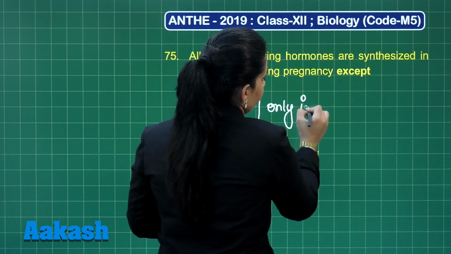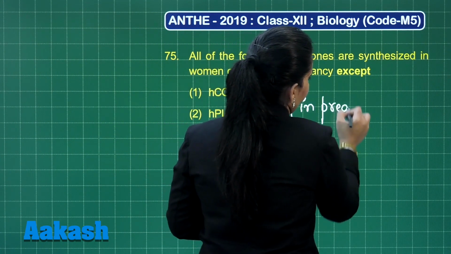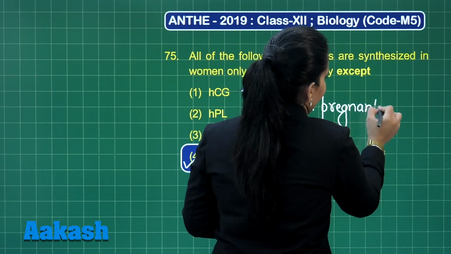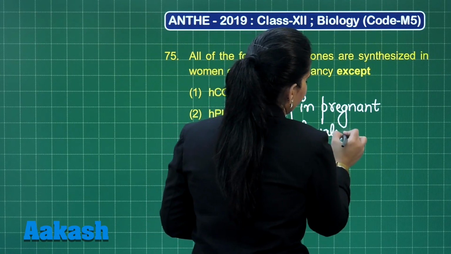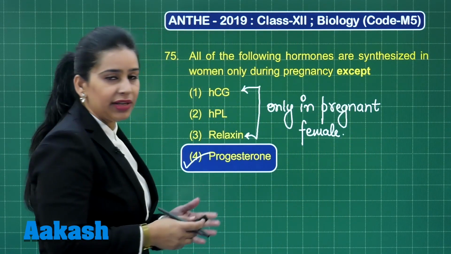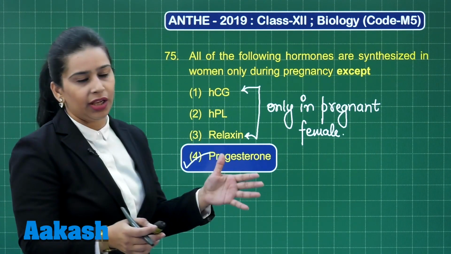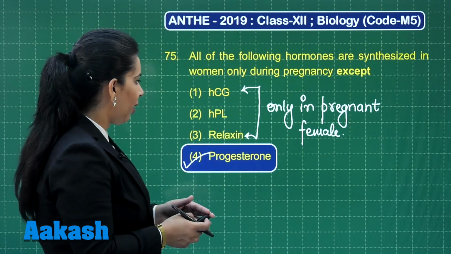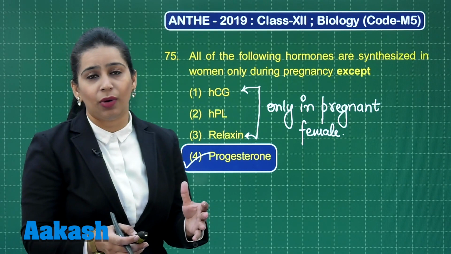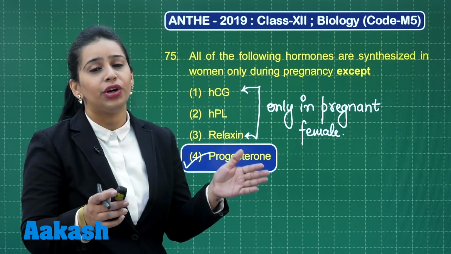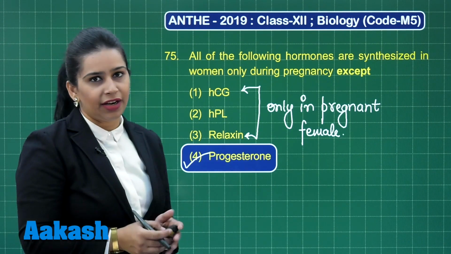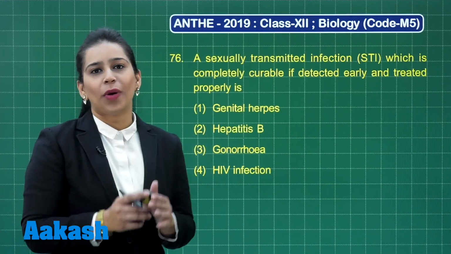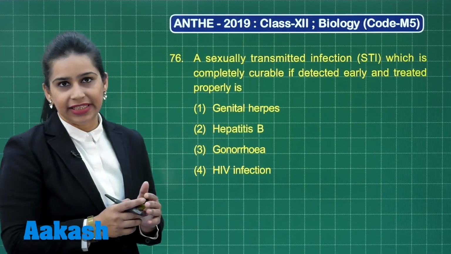So these are only in a pregnant female, where HCG is required to maintain corpus luteum to continue the secretion of progesterone, HPL is required for the development of the mammary glands, and relaxin is required for the dilation of cervix during childbirth. So answer is 4. Now let's see another question here. Now the next question is question number 76.